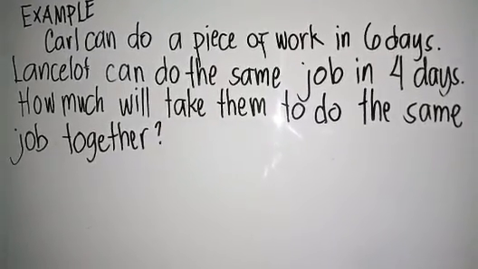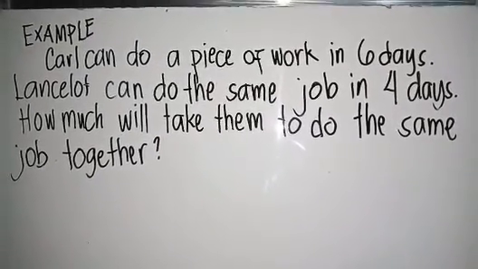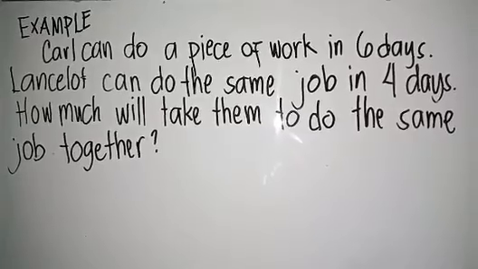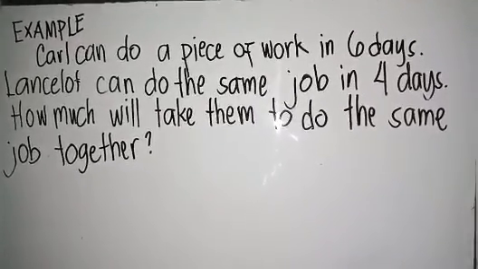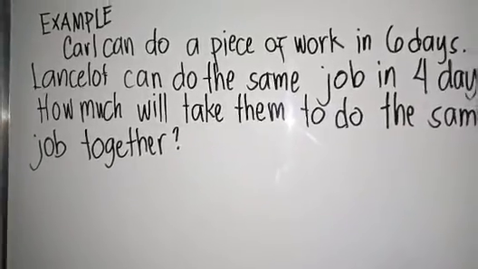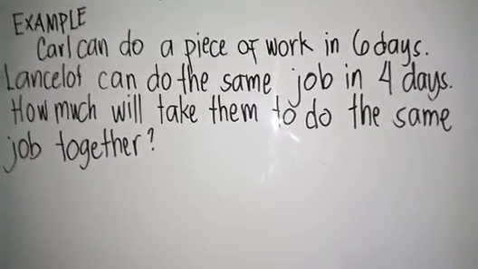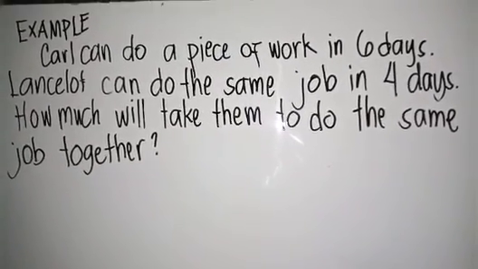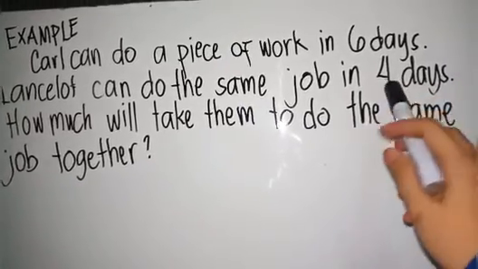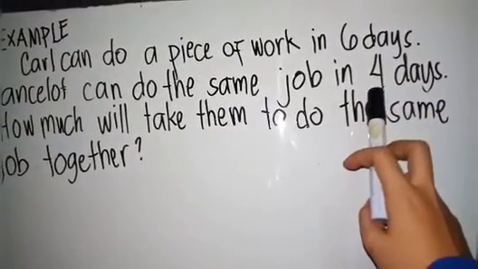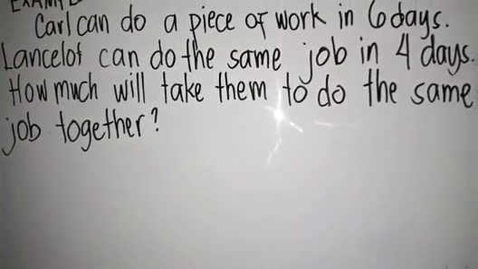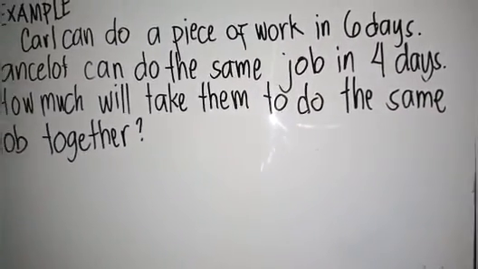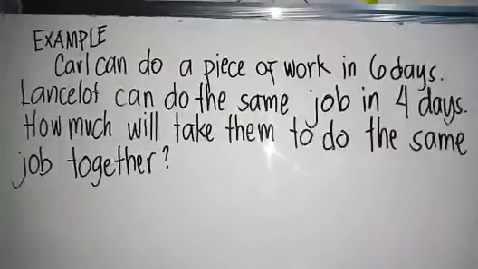So, sinasabi dito na si Carl daw ay nakakagawa ng piece of work in 6 days. While Lancelot can do the same job in 4 days. So, sinasabi lang dito na mas mabilis gumawa si Lancelot kaysa kay Carl. Then, ang tinatanong, how much will take them to do the same job together?